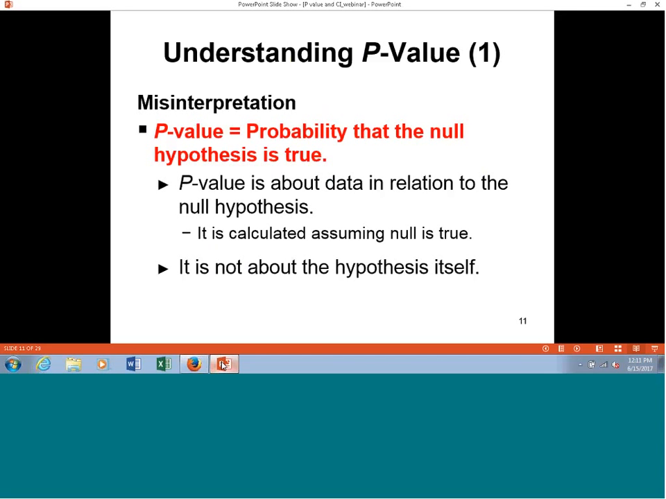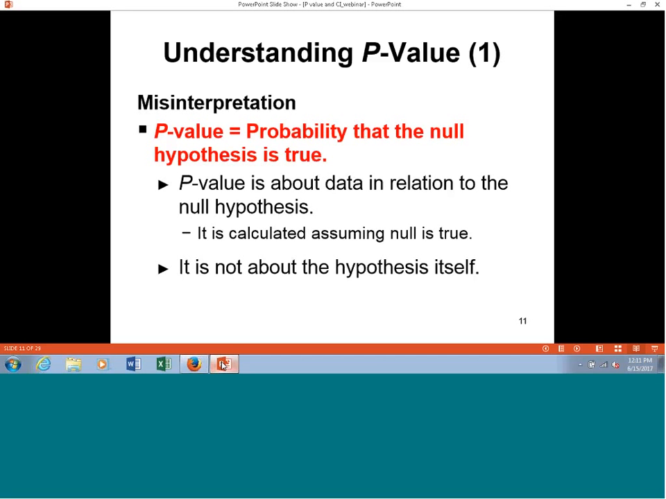For example, we tested the hypothesis that the means of two groups are the same. If the test gave a p-value of 0.02, the null hypothesis has a 2% chance of being true. There is a 2% chance that the two groups' means are equal. If the p-value is 0.8, the null hypothesis has an 80% chance of being true. This statement is wrong because p-value is calculated assuming the null hypothesis is true. It cannot be the probability that the null is wrong at the same time.